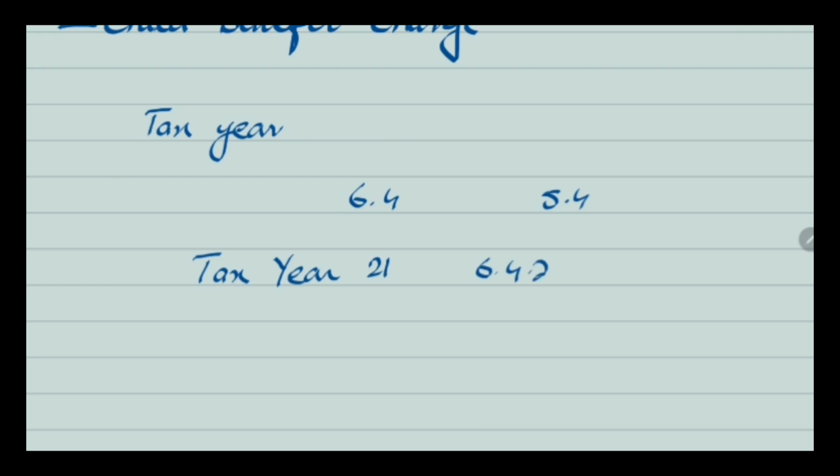So, start with tax year. Individuals are assessed to income tax on their income arising in a tax year. In the UK, the tax year starts on 6th April and ends on 5th April. For the Finance Act 21, tax year 21 means that the year starts on 6th April 21 and ends on 5th April 22.